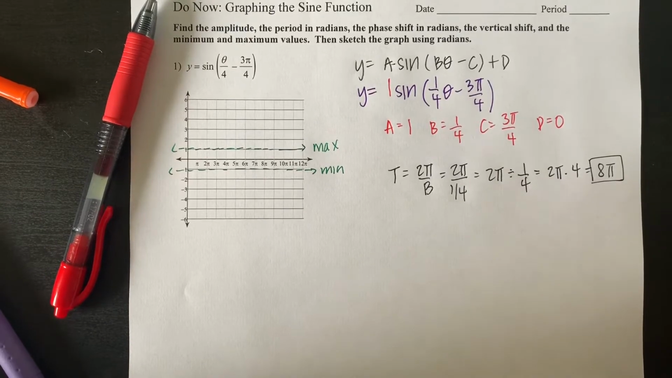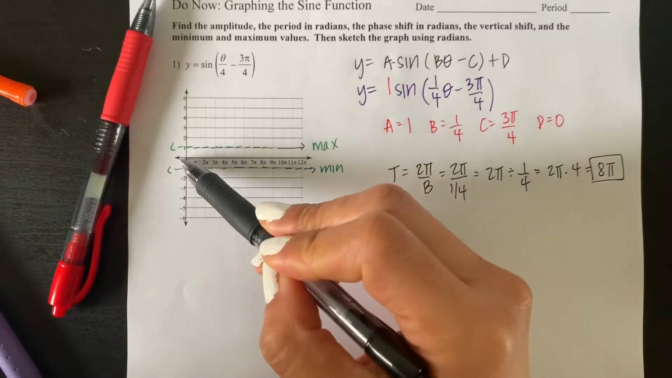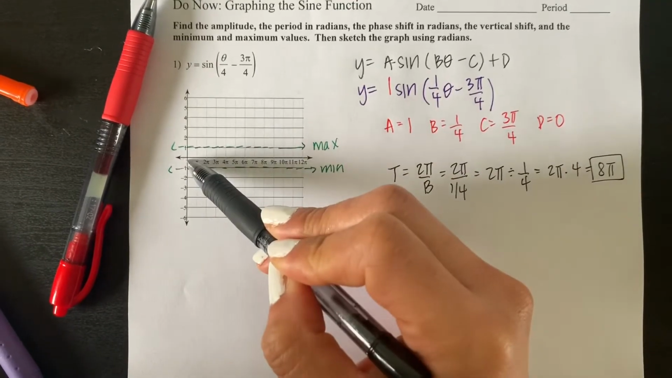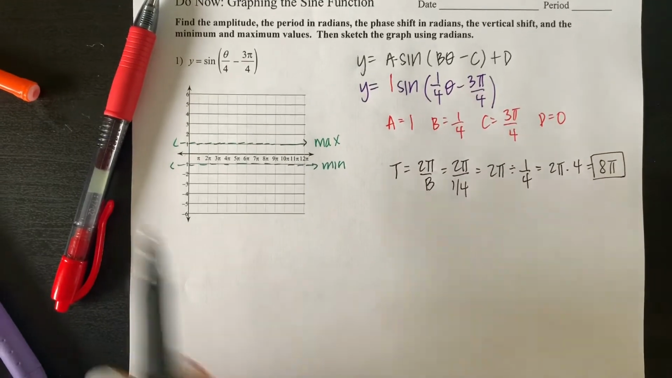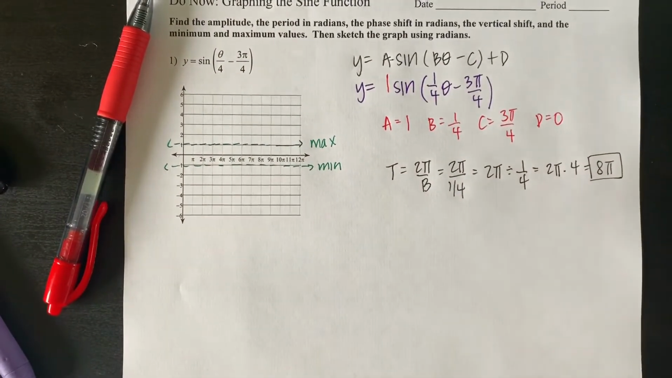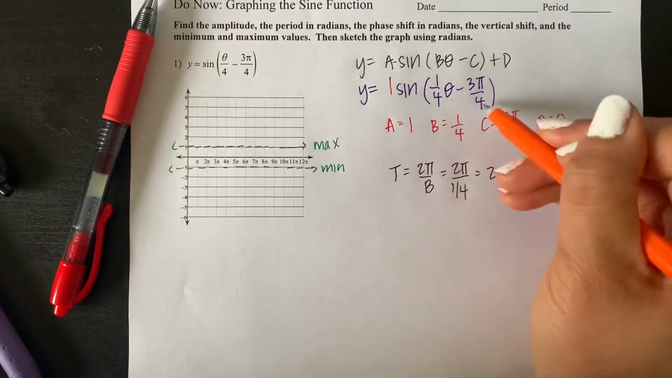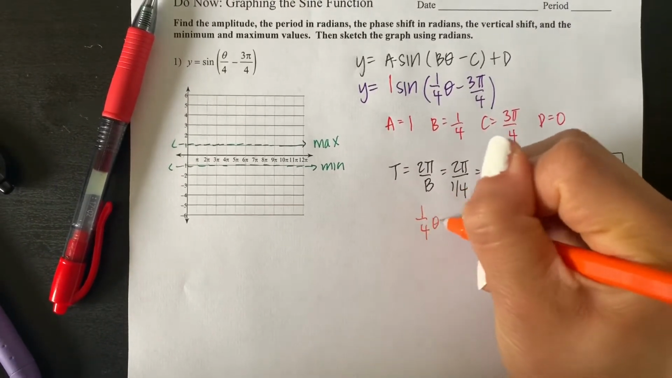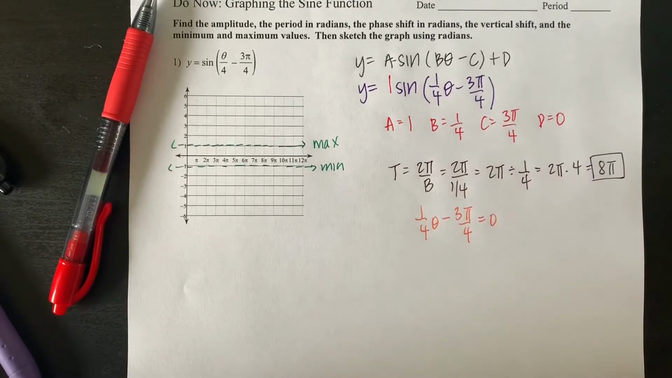Now, before we actually graph it, we have to see if there's a phase shift, because normally the sine graph would go all the way starting at 0, right? And this means that it would end at 8 pi. But we have to see if there's a phase shift. To figure out the phase shift, you need to set the quantity you have in parentheses equal to 0. So 1/4 theta minus 3 pi over 4, we're going to set this guy equal to 0.